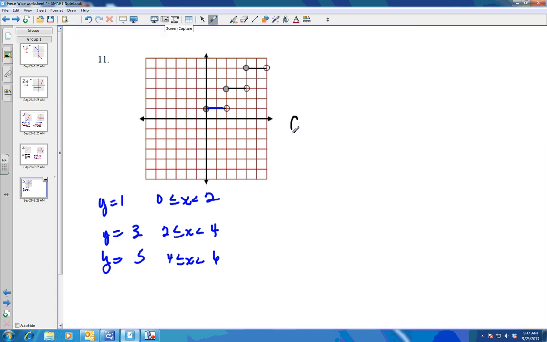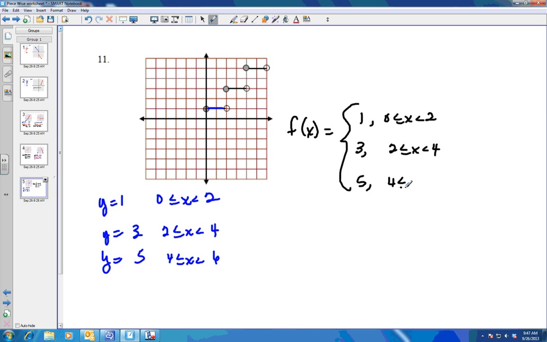To make it look a little bit nicer, it's going to look like this. 1 between 0 and 2. 3 between 2 and 4. 5 between 4 and 6. This is also called a step function because they kind of look like steps.